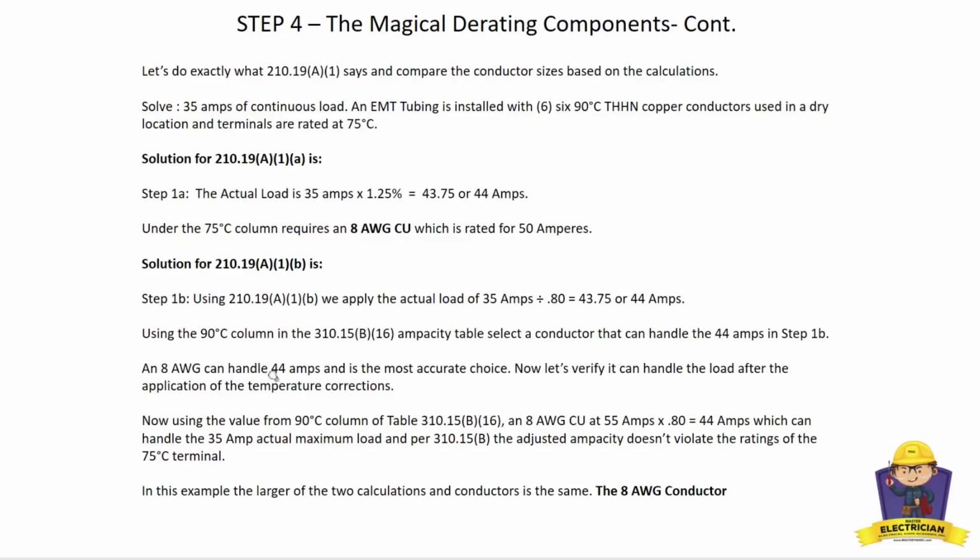I go to the 90-degree C column. I choose a conductor. Obviously, an 8 gauge can handle 55 amperes. We verify that by going 55 times 0.80. That equals 44 amperes. Can that handle the 35 amps of maximum load? Yes, it can. It doesn't exceed the rating on the 75-degree C terminal. We're good to go. So ultimately, what we've got is an 8 gauge conductor, and that's the size that we want to utilize.